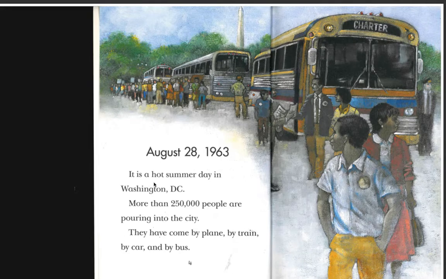It says, it's a hot summer day in Washington, D.C. More than 250,000 people are pouring into the city. Now, it doesn't quite tell me yet there how they got there, so I'm going to keep reading. They have come by plane, by train, by car, and by bus.